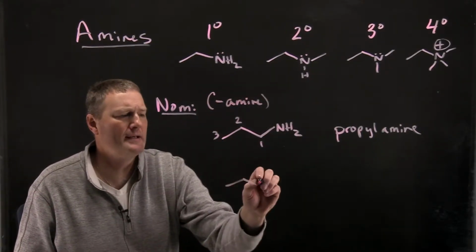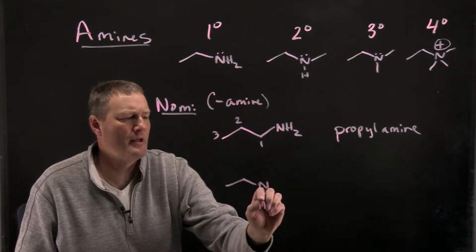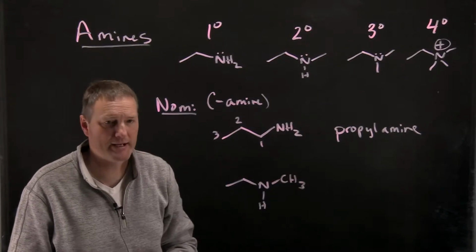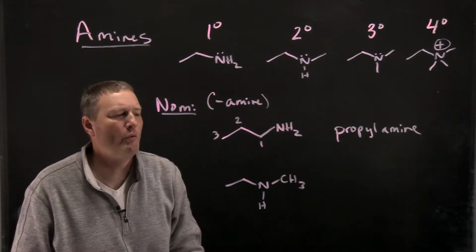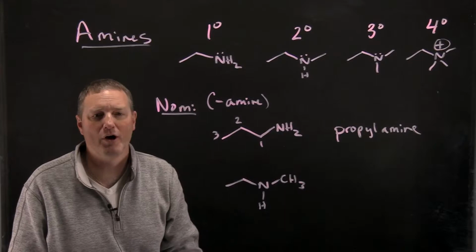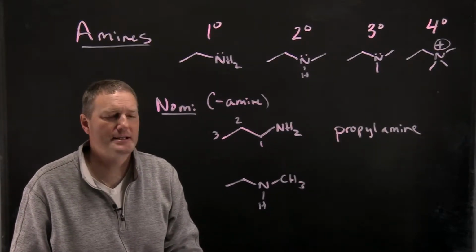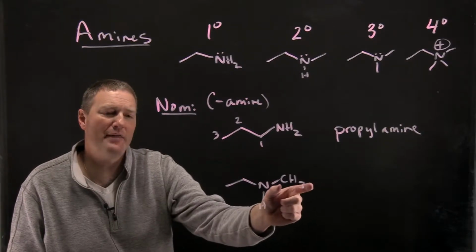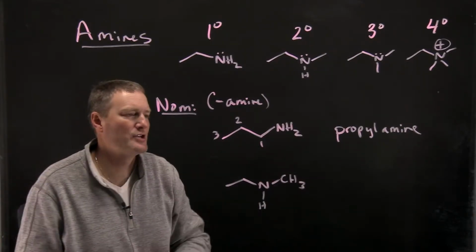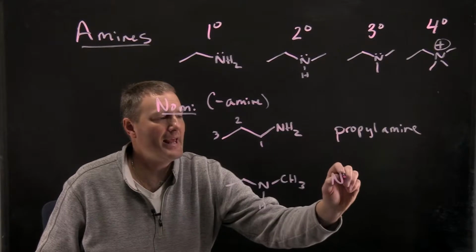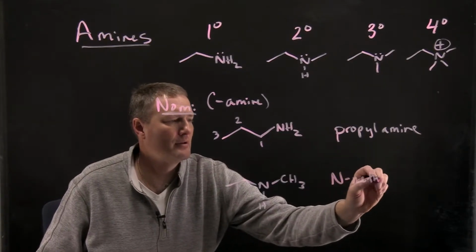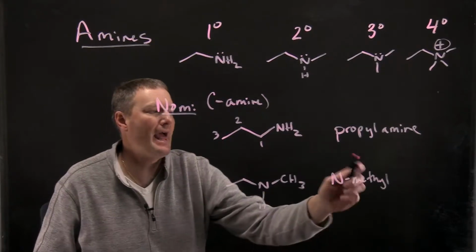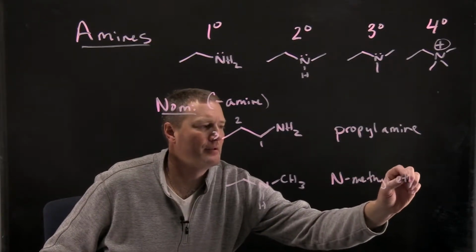Now if you had something like this, I'm drawing the same thing as our secondary amine here. This is a secondary amine. What you would do is you'd find the half that has the longer chain. That's going to be the parent chain. So this is an ethylamine derivative. But then it has this methyl group attached to the nitrogen. So what we do is we list a capital N methyl, to show that the methyl group is attached to the nitrogen, and then list it as ethylamine.